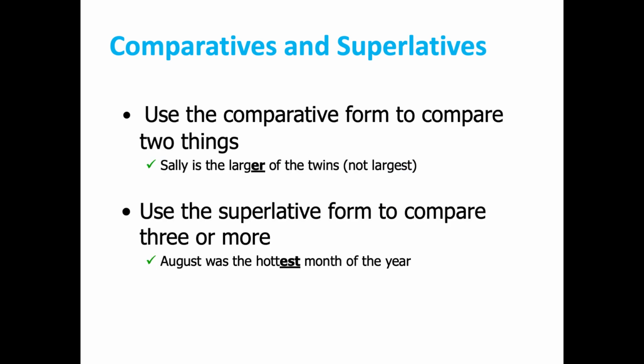Use the comparative form to compare two things. For example, Sally is the larger of the twins. Not largest. Use the superlative form to compare three or more. For example, August was the hottest month of the year.